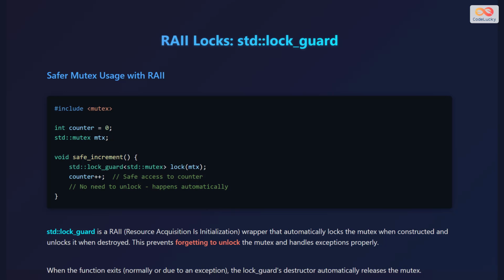std::lock_guard is an RAII wrapper that automatically locks the mutex when constructed and unlocks it when destroyed. This prevents forgetting to unlock the mutex and handles exceptions properly. When the function exits, either normally or due to an exception, the lock guard's destructor automatically releases the mutex.